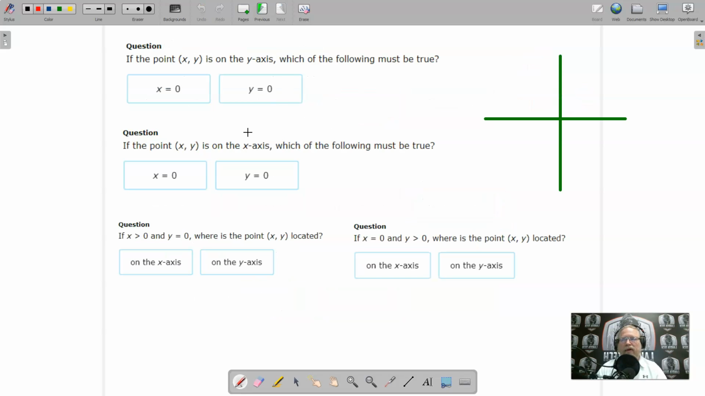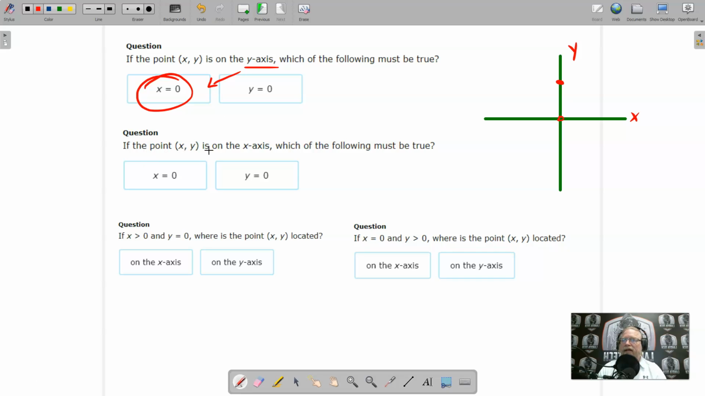And final 4 questions. This is all about whenever it's on the axis. Whenever your point is on the axis, how does this work out? So if the point xy is on the y-axis, which of the following must be true? Well, here's the y-axis, right? And here's the x-axis. So let's put a point on the y-axis, anywhere, just there. What would the value of x be? Well, the value of x, right here, would be 0, right? So if it is on the y-axis, then the value of x has to be 0.